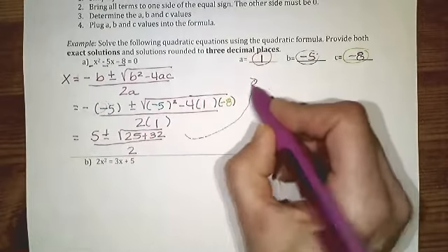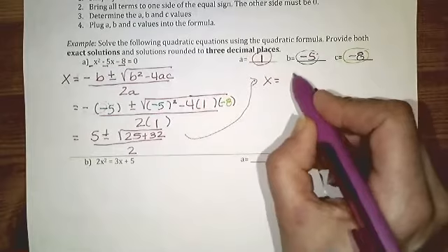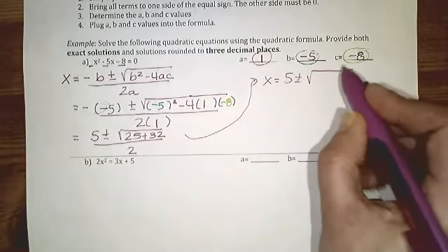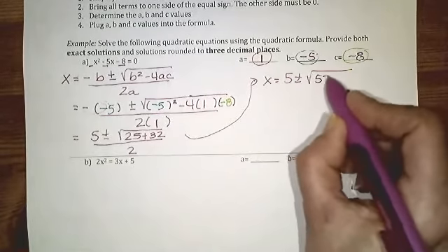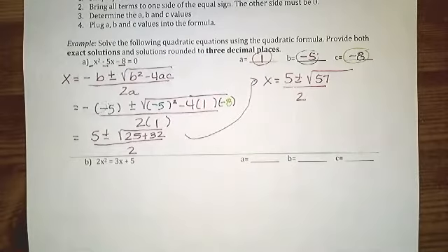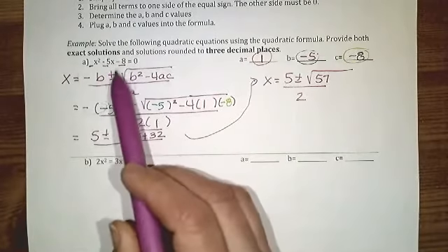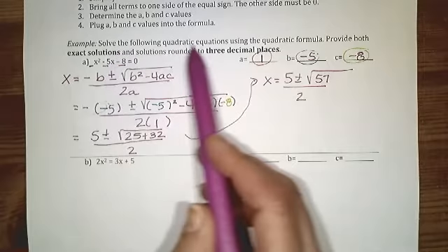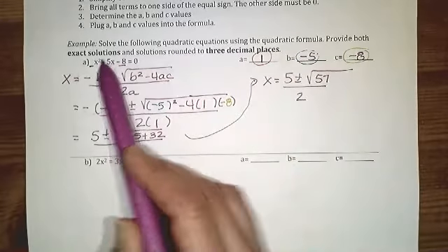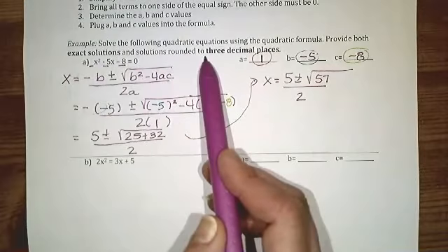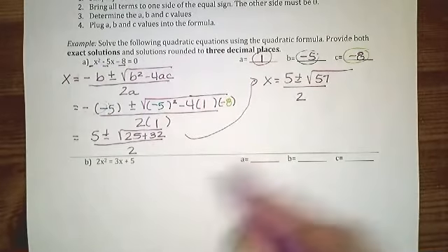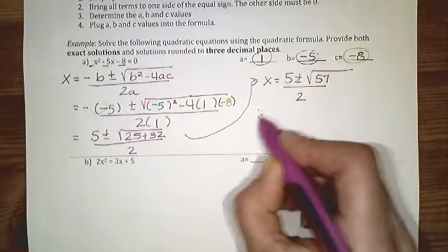Let's bring our equation up here. So I'm just going to simplify under the radical sign. If I have 25 and 32, that equals 57 divided by 2. Let's go back to our instructions. Solve each quadratic equation using the formula. Provide both the exact solution and a rounded solution to 3 decimal places. So we also need a rounded solution.